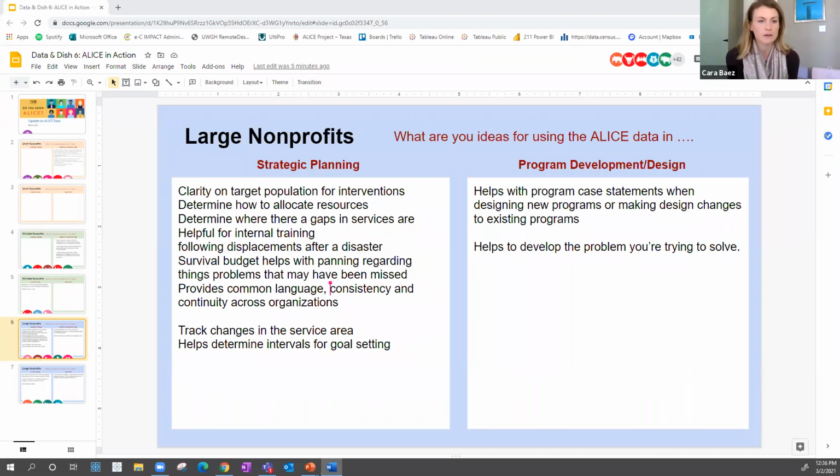And on the next slide, which one was that? Is it program development? Are we not doing the second one yet? The service delivery? I think you covered it. Yeah, you did the strategic planning and program development.